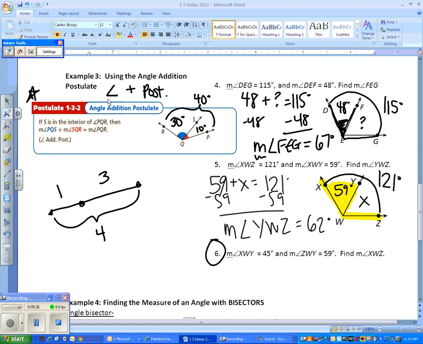Boom. Okay, so some of you guys might be thinking, both of these we've subtracted, but you said it's the angle addition postulate. Sometimes you're going to be adding, sometimes you're going to be subtracting. It's either or. See what you have to do for number 6.